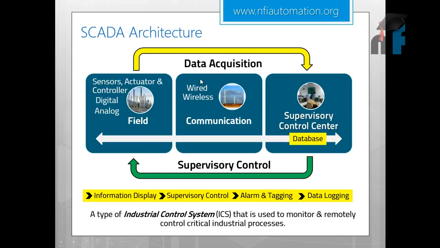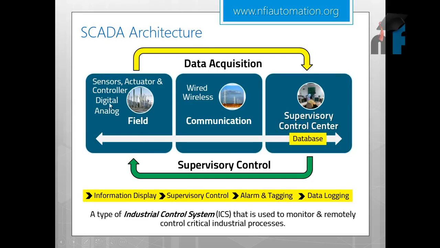Now if we go deeper inside, in the field we have sensors, actuators, and controllers. Sensors are the devices which sense the input physical quantity. An actuator is the one which controls that quantity, and the controller is the one in which you write the algorithm. So we have two types of signals, digital and analog, in the field. Then we have communication, which could be wired or wireless. Then there's a supervisory control center in which we can store the database.